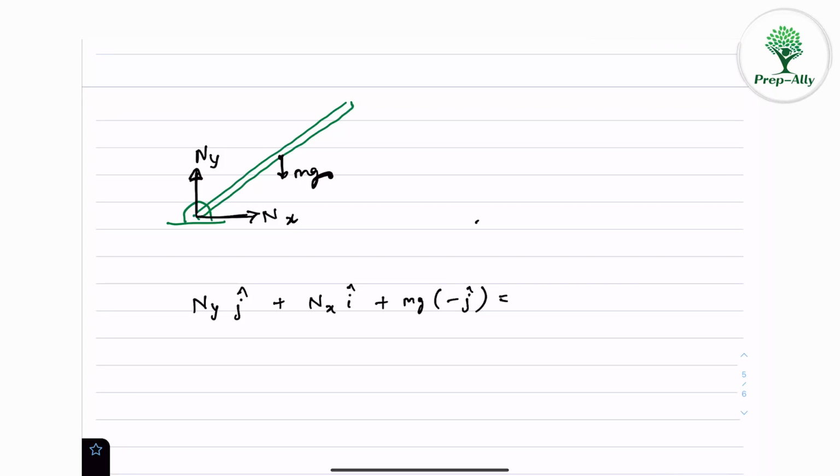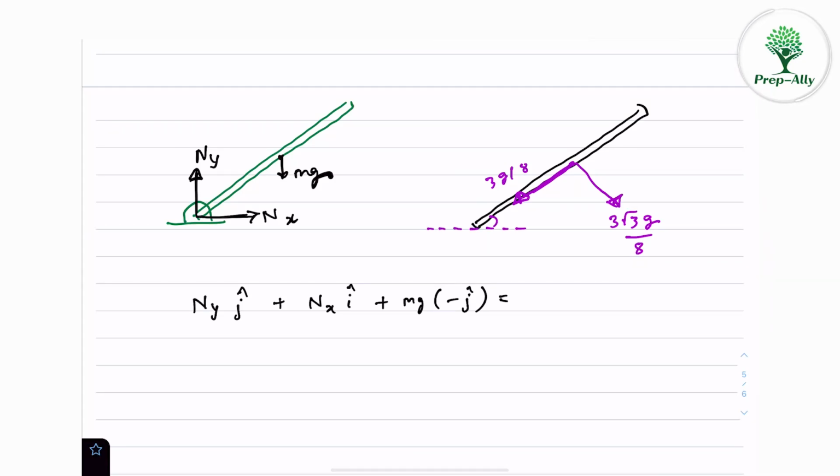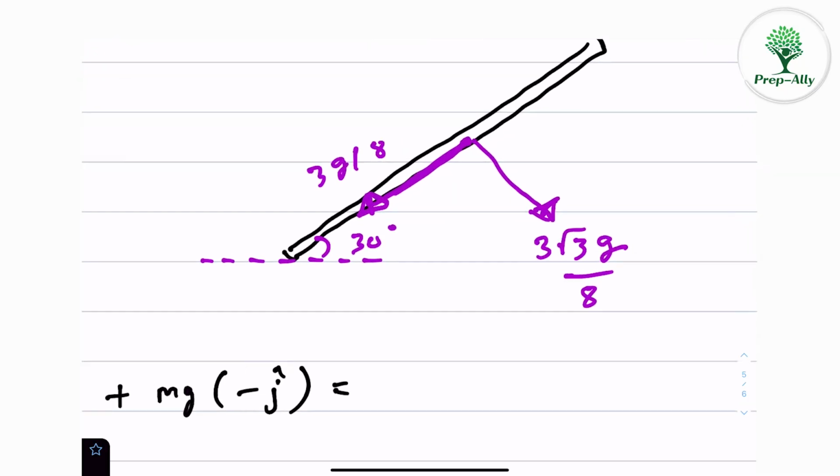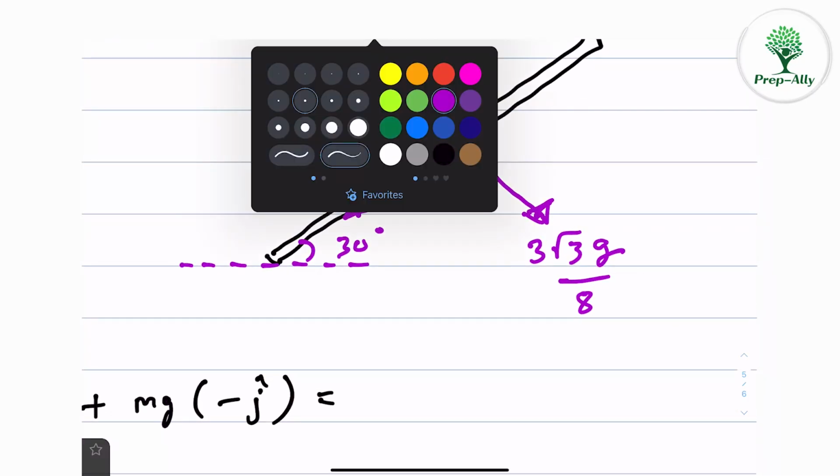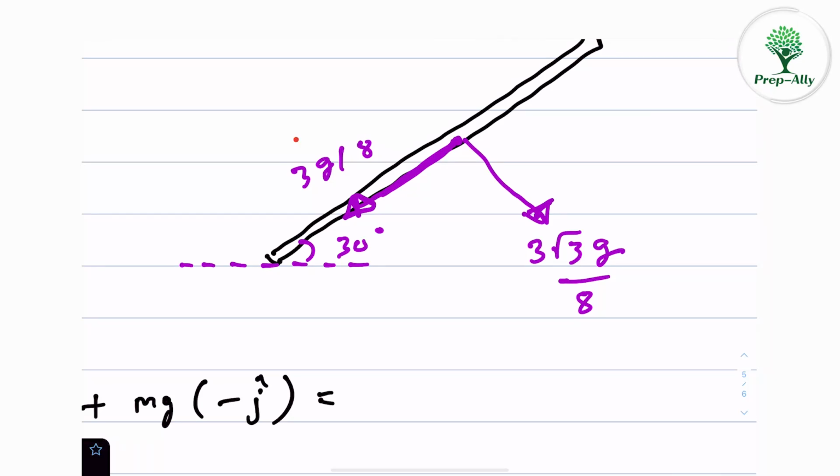Net force on the rod is equal to mass into acceleration of the center of mass of the rod. As far as the center of mass of the rod is considered, its centripetal acceleration is 3g by 8, and tangential acceleration is 3 root 3 g by 8. Now this angle is 30 degrees, so let us resolve these acceleration components, centripetal and tangential, into their components along x and y.